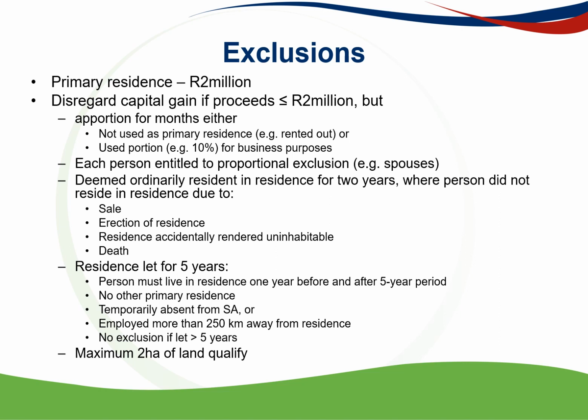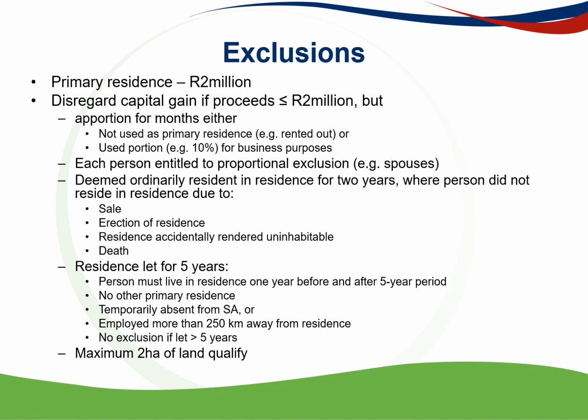So we've looked at proceeds and base cost of assets. Now we're going to have a look at some exclusions available to individuals. First one is the primary residence exclusion of 2 million rand. So the first 2 million rand of a capital gain on a primary residence is excluded. Anything above 2 million rand capital gain will be subject to capital gains tax. And also primary residences that have proceeds of 2 million rand or less will be disregarded.